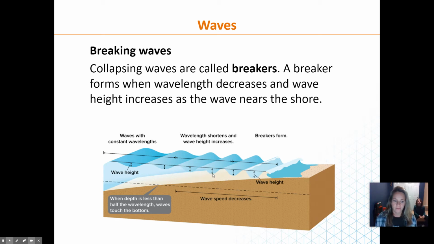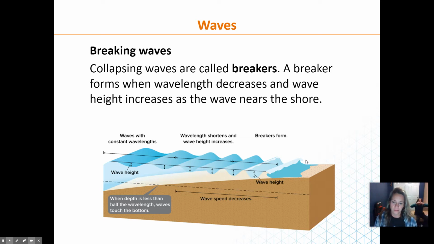The bottom of the wave, when the depth is less than half the wavelength... so let's say the wavelength is 10 feet. When the water is 5 feet deep, then the bottom of the wave starts to drag on the bottom. The wave energy is also below the wave, so it starts to drag and the wave grows in height because the energy has to go somewhere. That's why when you're at the shore, you'll see waves come in and then all of a sudden they look like they get higher and then they topple over.